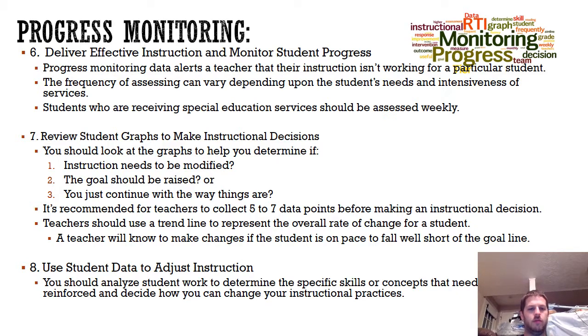Then 8th, you should use student data to adjust instruction. You should analyze student work to determine the specific skills or concepts that need to be retaught or reinforced and decide how you can change your instructional practices.